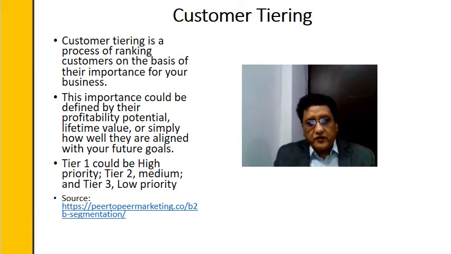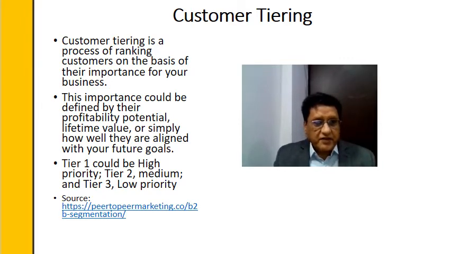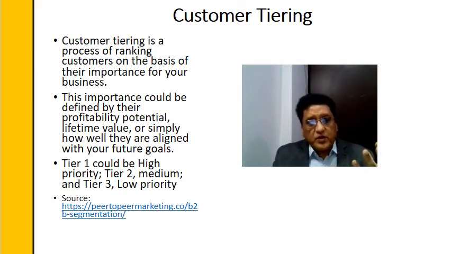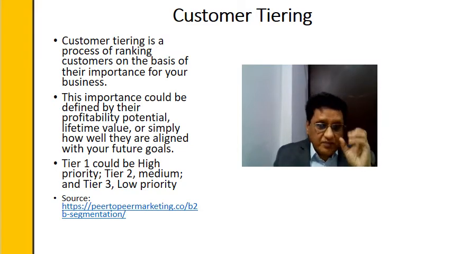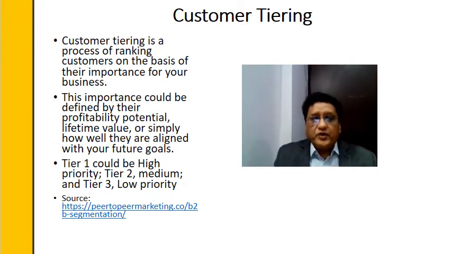The third way of segmentation in business markets or B2B markets is customer tiering. Just like you have tier 1 cities, tier 2 cities, tier 3 towns, and so on. Your customers are also ranked; it's a process of ranking the customers on the basis of their importance to your business. The importance could be defined by profitability potential, lifetime value, or maybe how well they are aligned to your goals. Tier 1 could be high priority, tier 2 could be medium priority, tier 3 could be low priority.